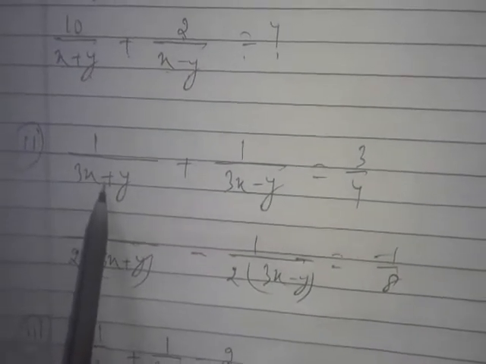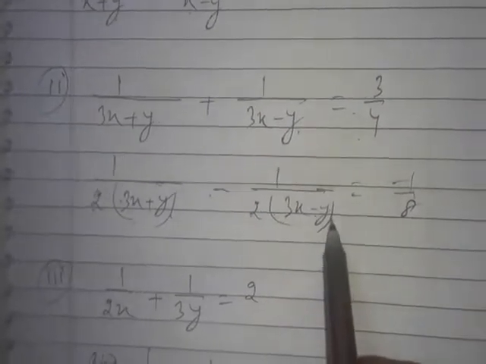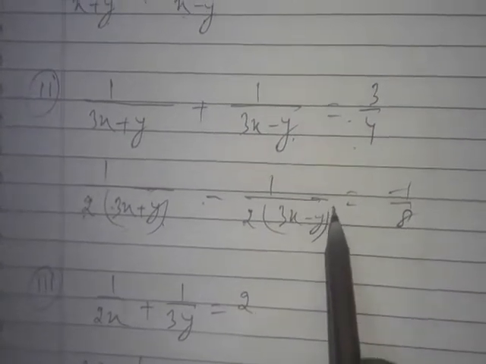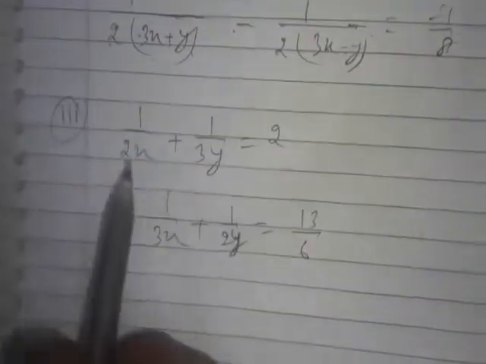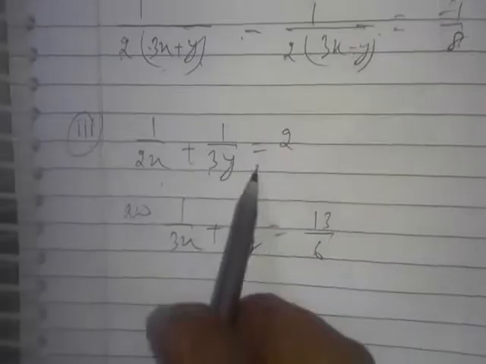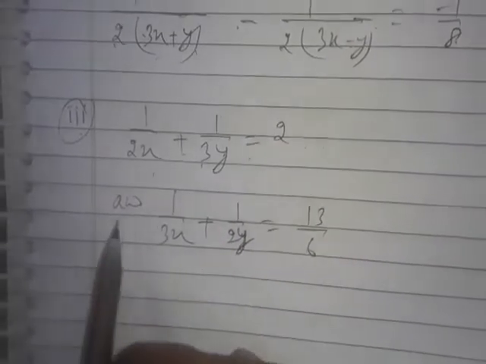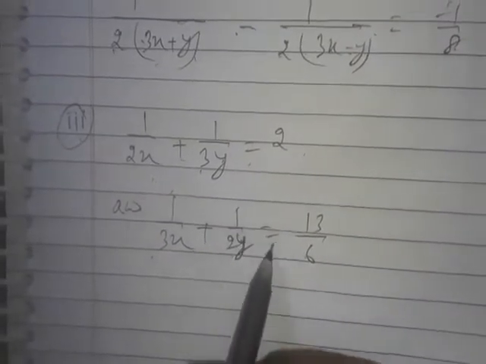Question number 2 is 1 by 3x plus y plus 1 by 3x minus y is equals to 3 by 4. And 1 by 2 under bracket 3x plus y minus 1 by 2 under bracket 3x minus y is equals to minus 1 by 8. And the third question is 1 by 2x plus 1 by 3y is equal to 2 and 1 by 3x plus 1 by 2y is equal to 13 by 6.